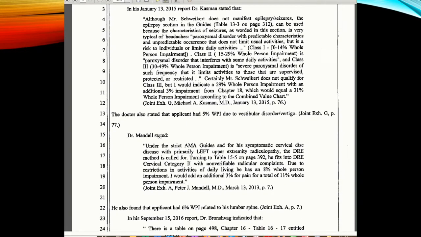The next evaluator provided for 8% whole person impairment with an additional 3% for pain for a total of 11% whole person impairment.